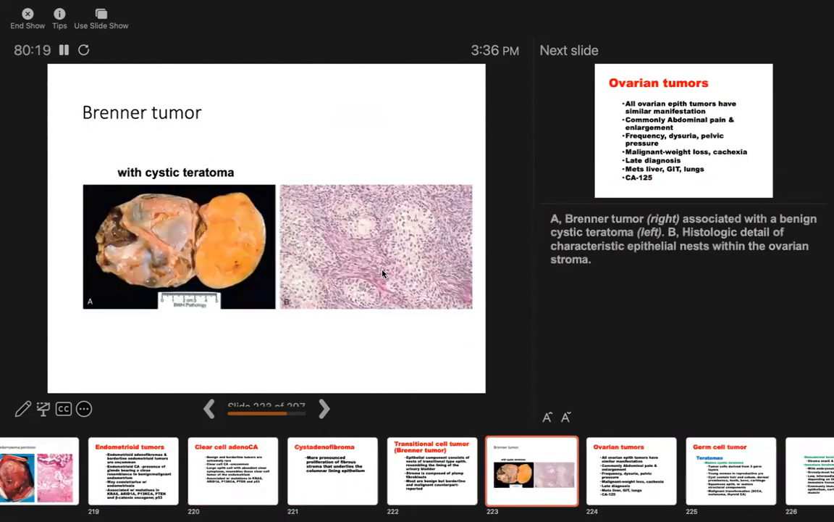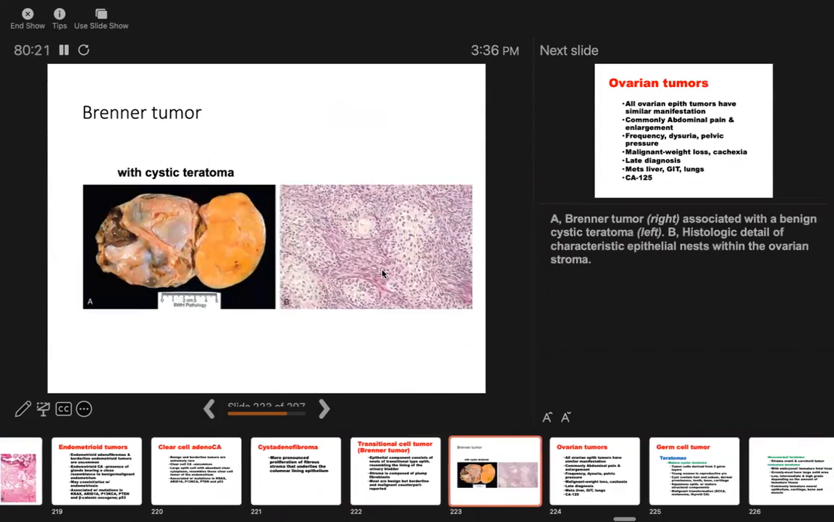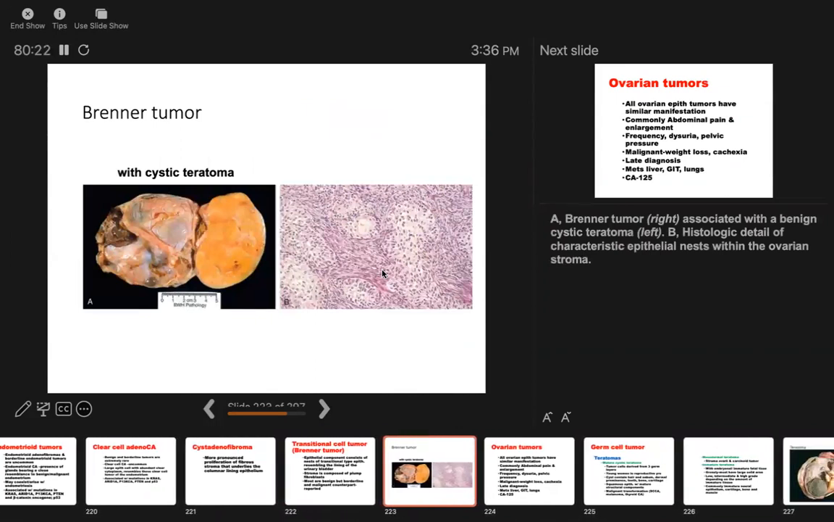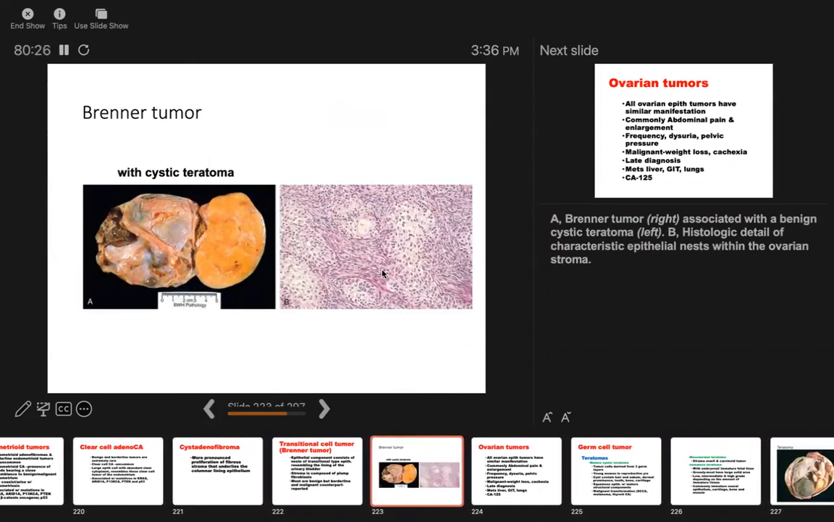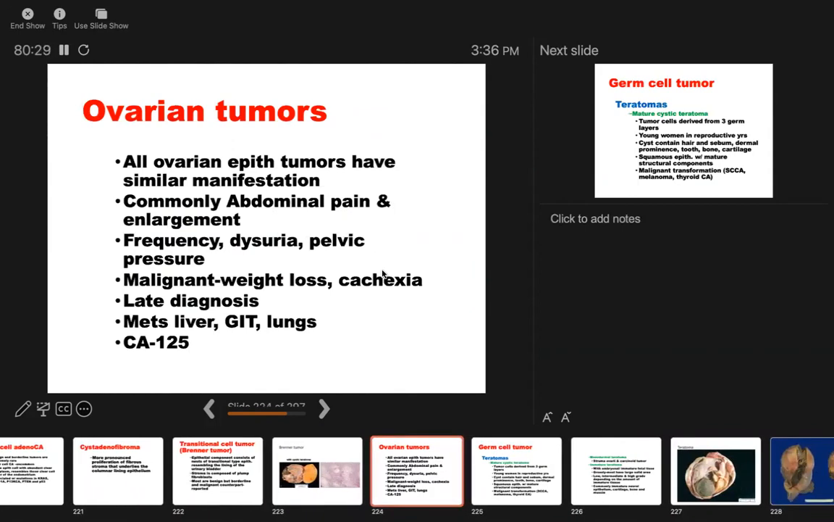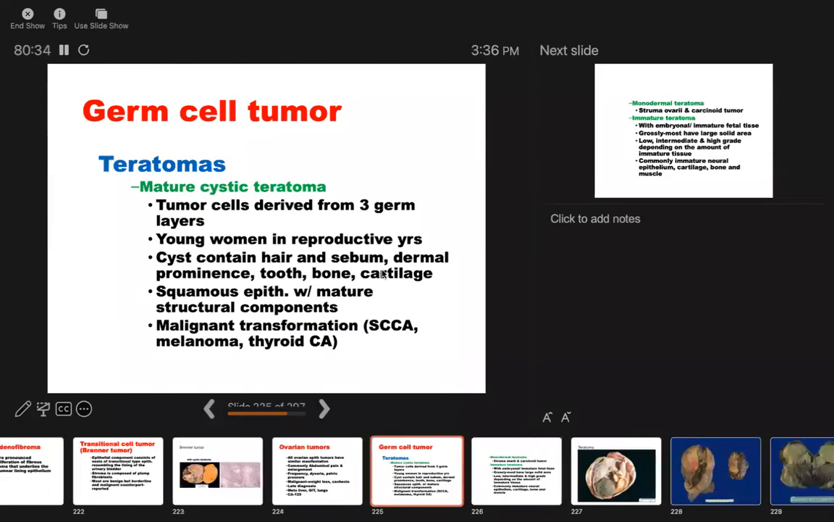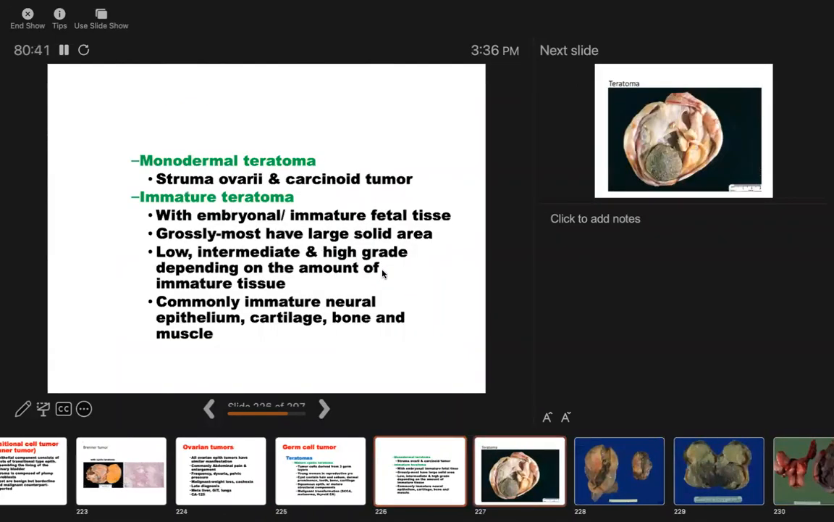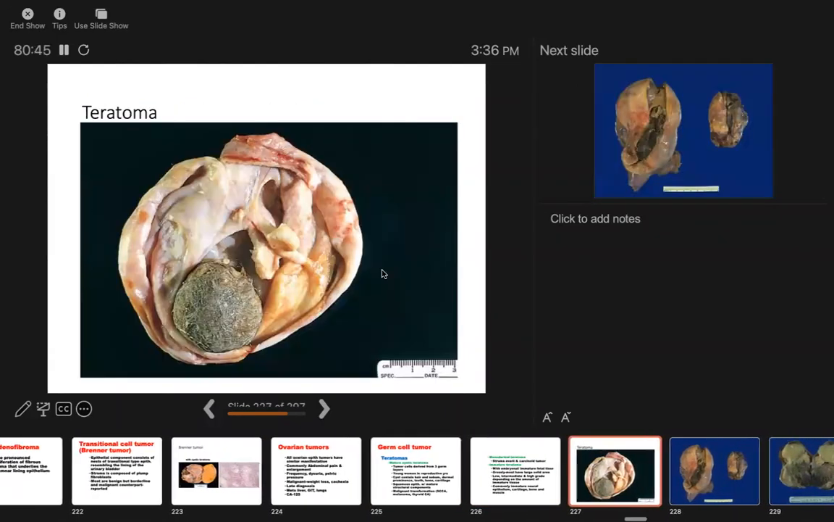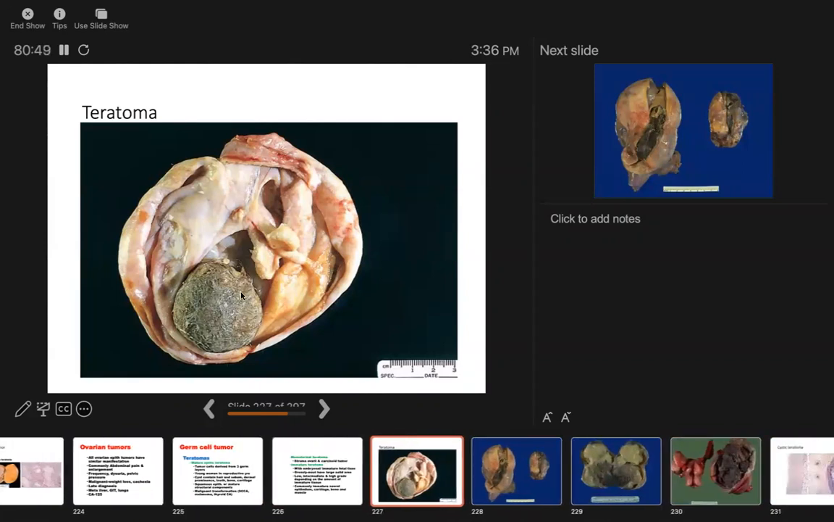Now, next group, germ cell. When you say germ cell, first on the list that is important is teratoma, which is a tumor derived from three germ layers. Okay. So this is classically teratoma. It is multiloculated. You have tufts of hair strands and sebum-like material. And often there is what you call the dermal protuberance.